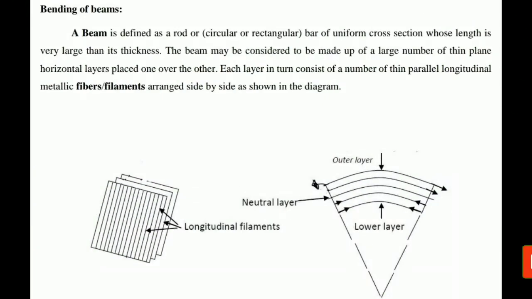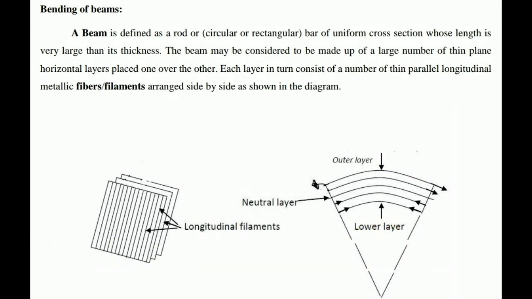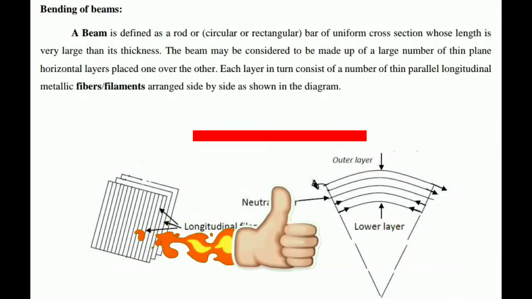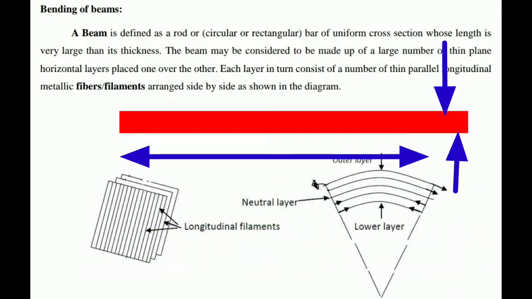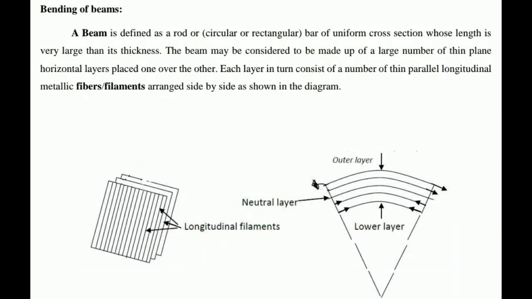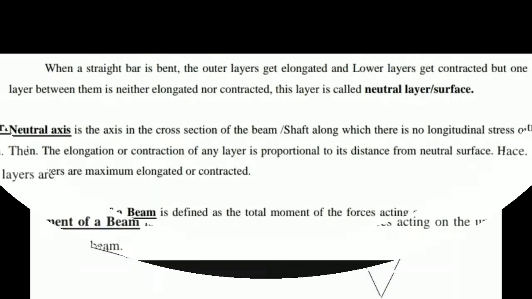Bending of beams. A beam is defined as a rod, or you can also say a bar of uniform cross section whose length is very large compared to its thickness. A beam may be considered as made up of a large number of thin horizontal layers placed one over the other, as we can see in this diagram. This is what we call a beam.